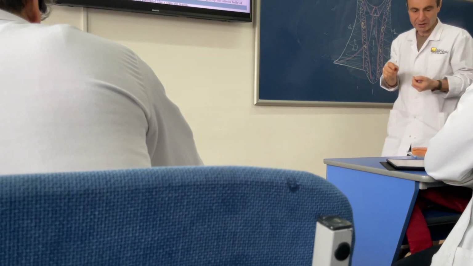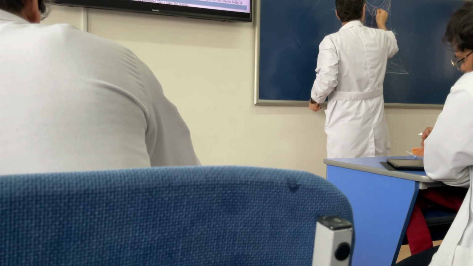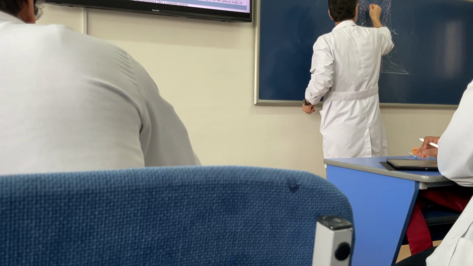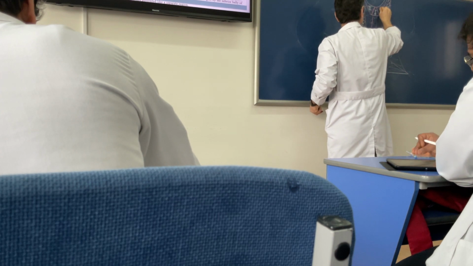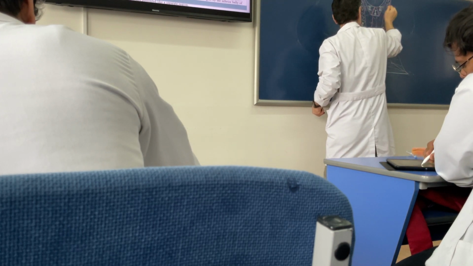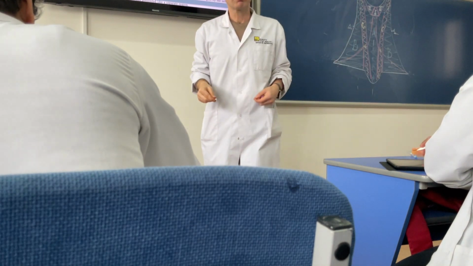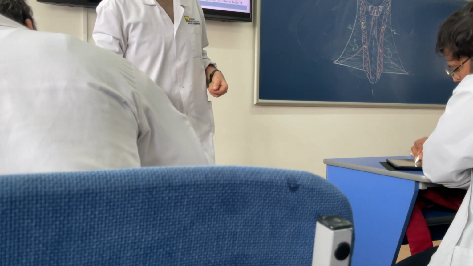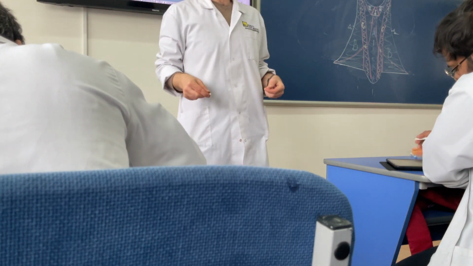And now look at the suprahyoid region. I put here number 1 and number 2. These are the two triangles which we have in the suprahyoid compartment. The first one is single, we call it submental. The second one is double, we call it submandibular.